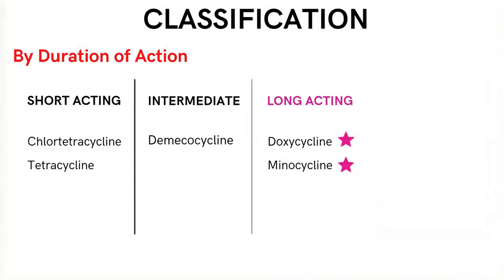Tetracyclines are classified based on the duration of action into three groups. First, we have the short acting tetracyclines. These include chlortetracycline and tetracycline. Second, we have the intermediate acting tetracyclines, which include demeclocycline. And third, we have long acting tetracyclines, and these are the most commonly used in practice. They include doxycycline and minocycline.